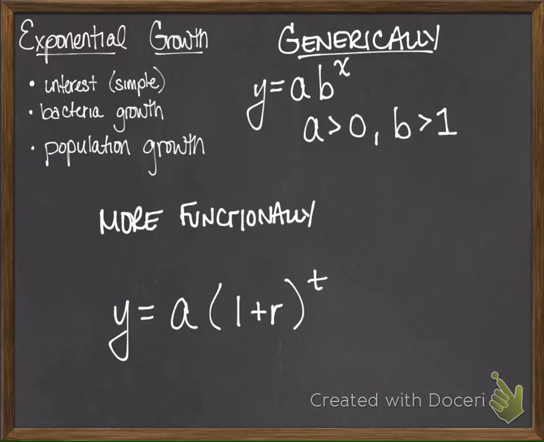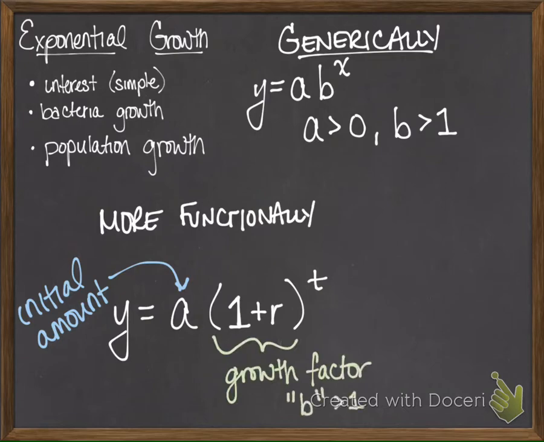Now that 1 plus r, we'll just make that a little clearer. That is a 1 plus r. That's how we get that b greater than 1 idea. A, that's the initial amount. That's how much we have when we start. Sometimes it's the amount we deposit. Sometimes it's the amount of cells that are in a petri dish. It's the number of people in a given year before we start calculating. But it's the initial quantity of something.